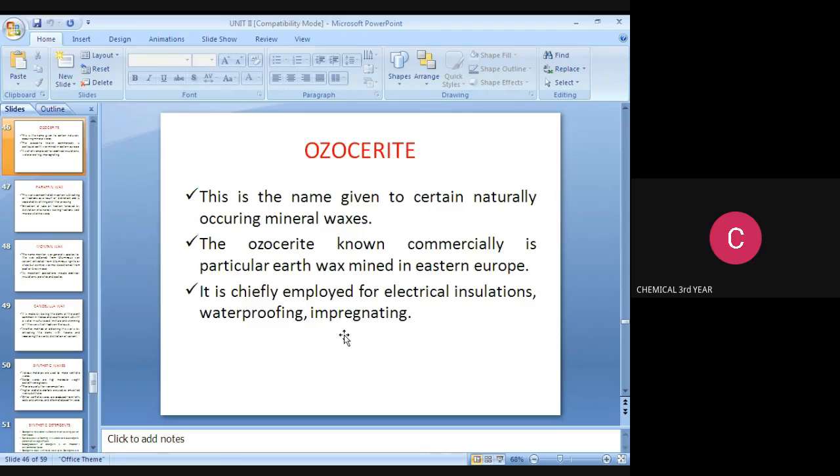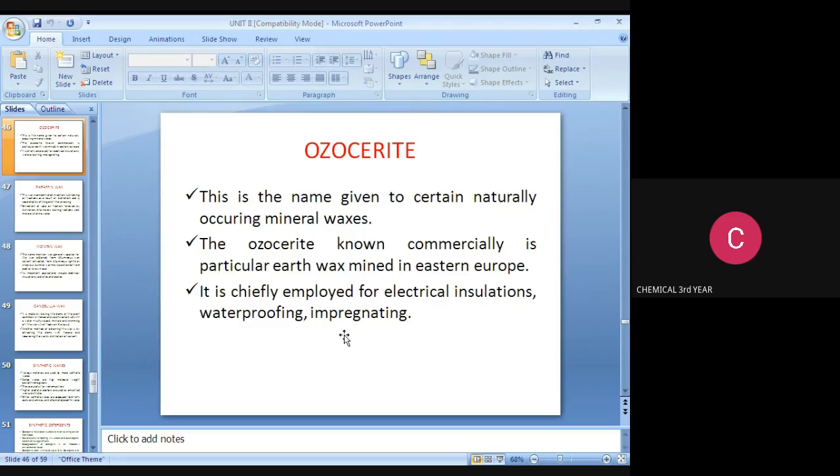Next, ozocerite. This is the name given to certain naturally occurring mineral waxes.